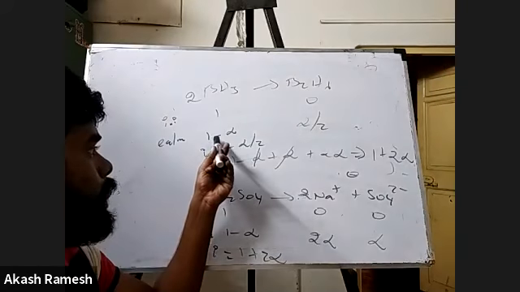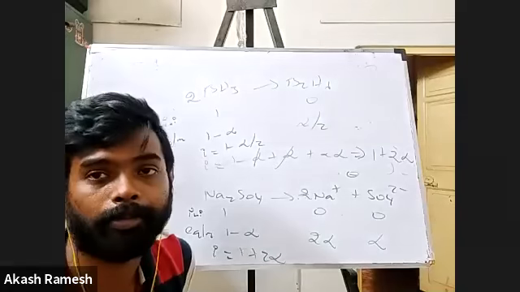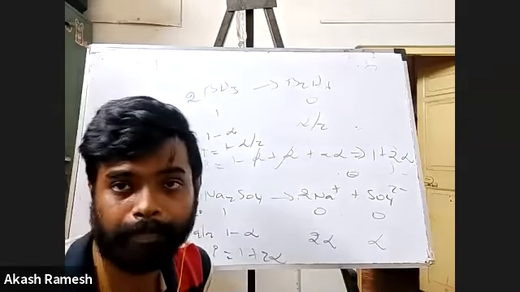In this case, the i value will be 1 minus alpha plus alpha by 2. So it will become 1 minus alpha by 2. That is the i value. Okay, right? Same thing, the definition is the same.